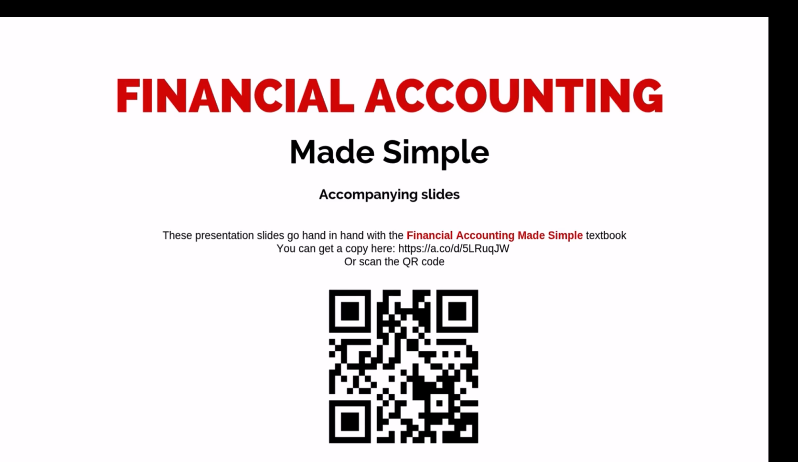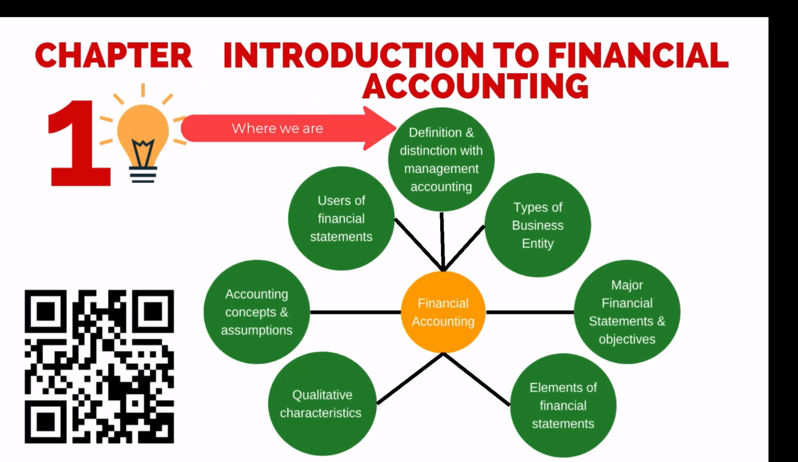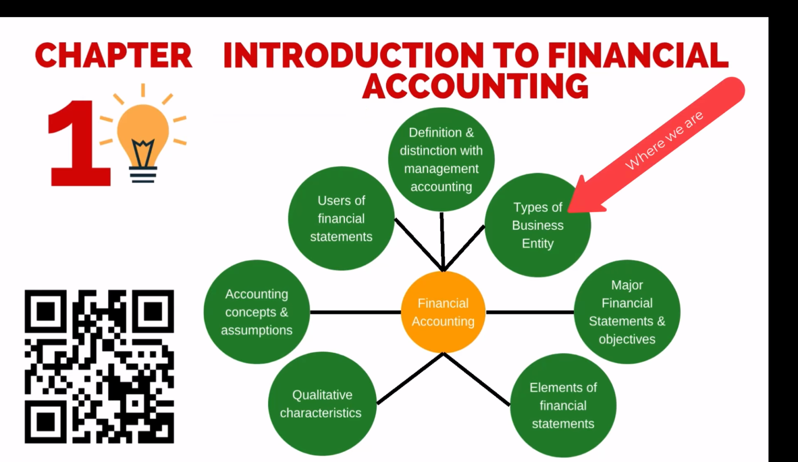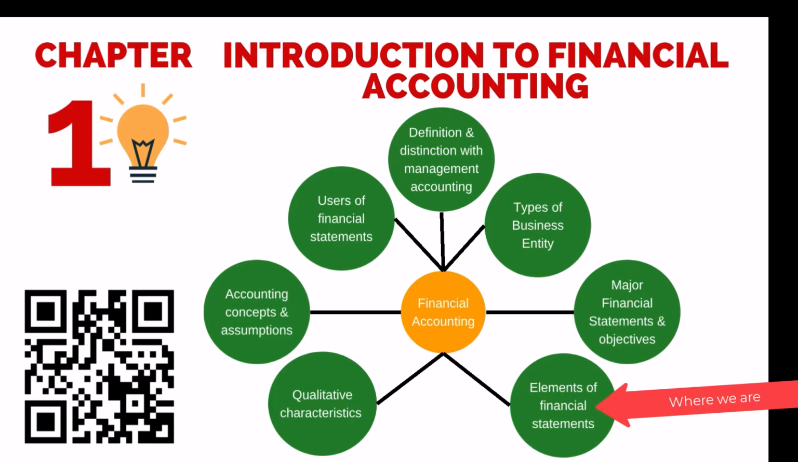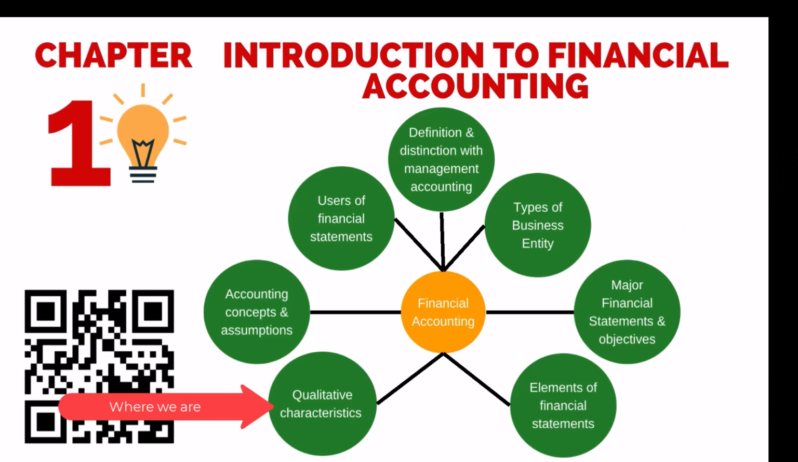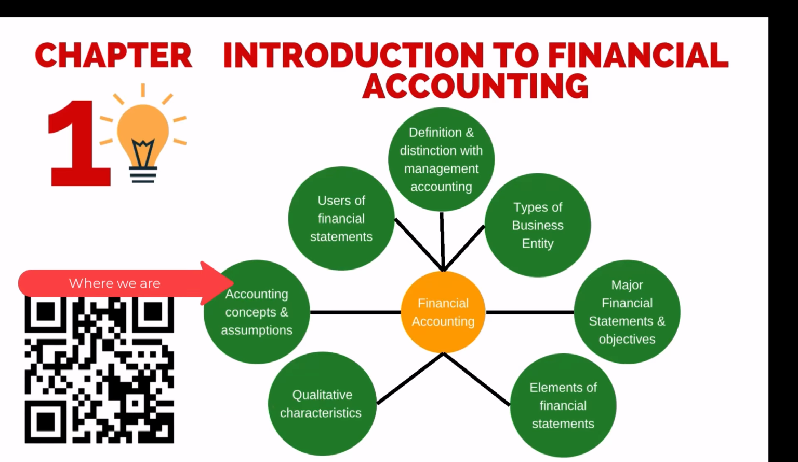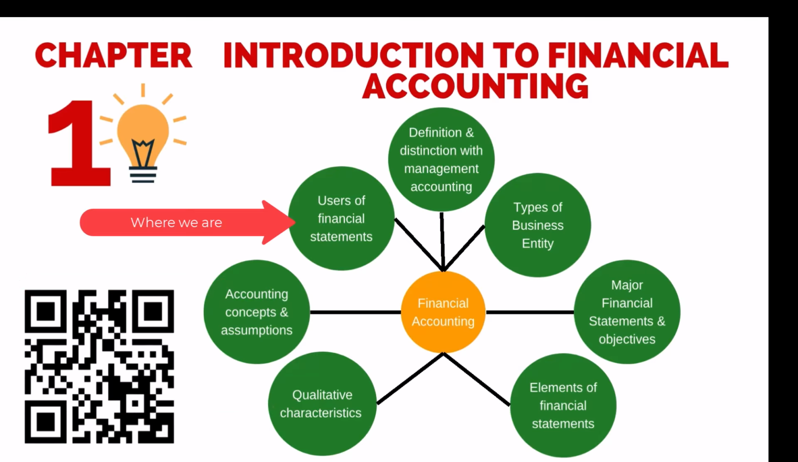This is lesson 1, Introduction to Financial Accounting, and you can get the accompanying book on the link shown on your screen. To begin with, we'll talk about the definition of financial accounting and its distinction with management accounting. We'll then talk about the different types of business entity, the major financial statements and objectives of these financial statements, the elements of financial statements, qualitative characteristics, accounting concepts and assumptions, and the users of financial statements.